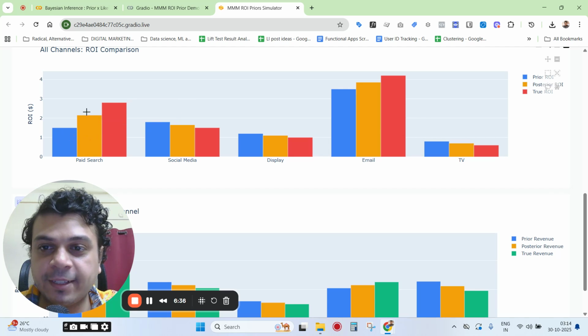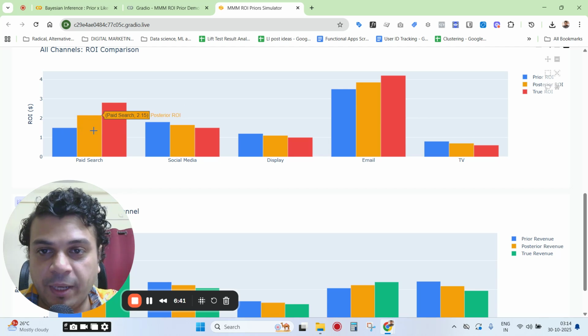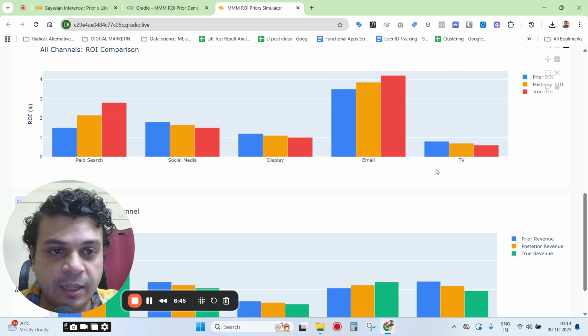So it's under-attributing to paid search currently. In the case of social media, display, and TV, both the ROI belief as well as the posterior distribution are overestimating the true ROI.